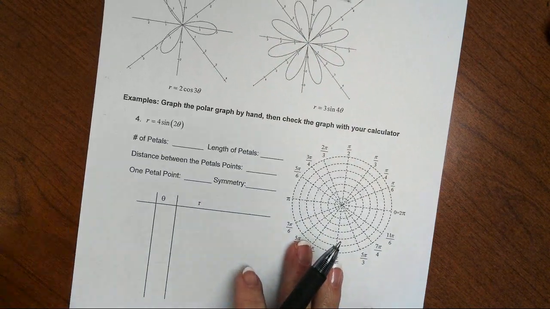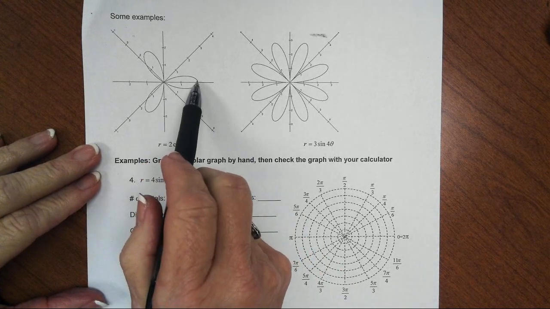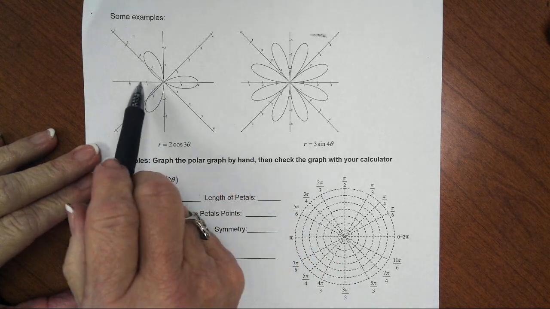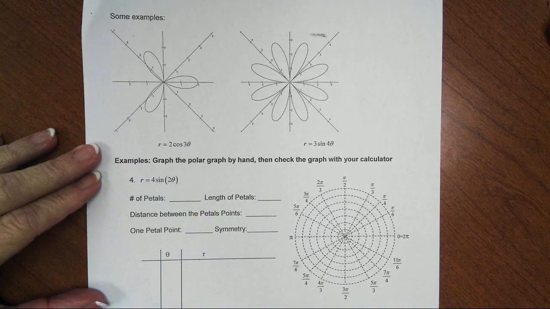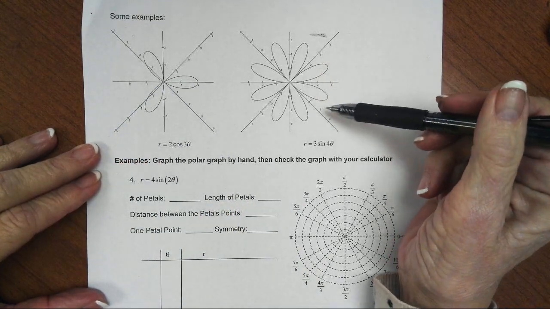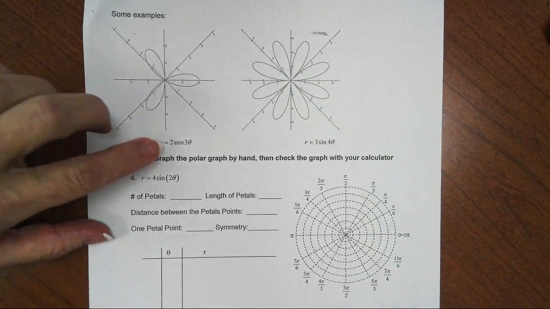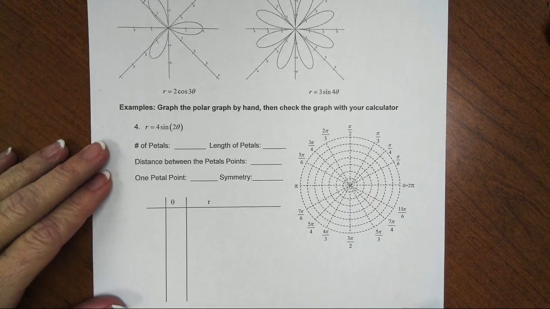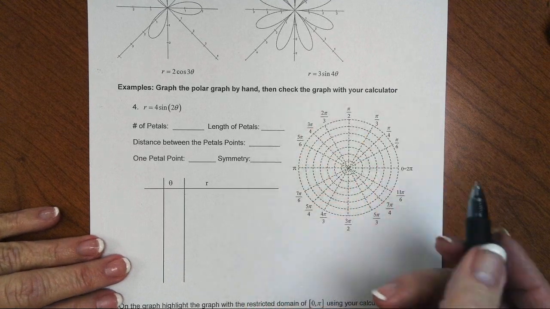And then we go to the next page, page 13, and we're going to actually draw some of these things. We're just going to look at them first, see some examples. This one, symmetric with cosine, is always going to have a petal on the polar axis. And here's a sine one with a coefficient of 4, so it's got 8 petals. This one has a 3, and with 3 petals, so the odd number is always going to have the same number of petals.